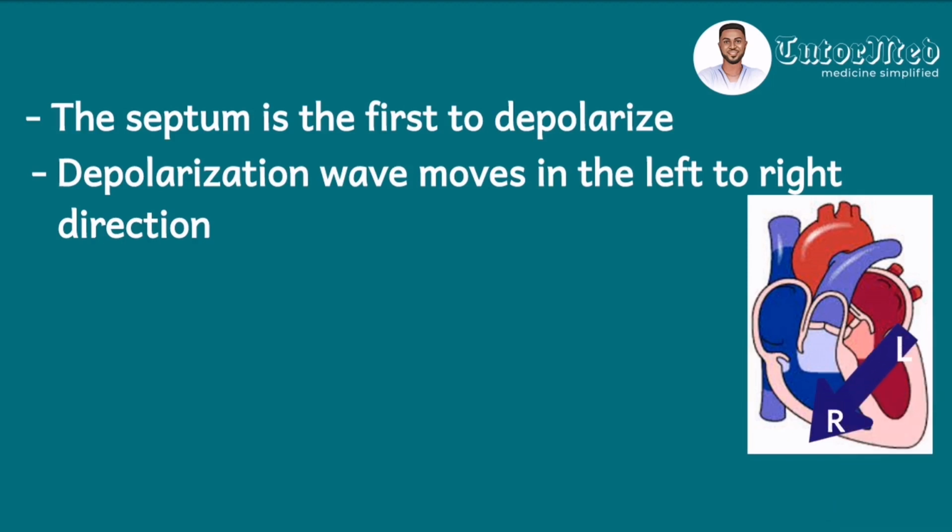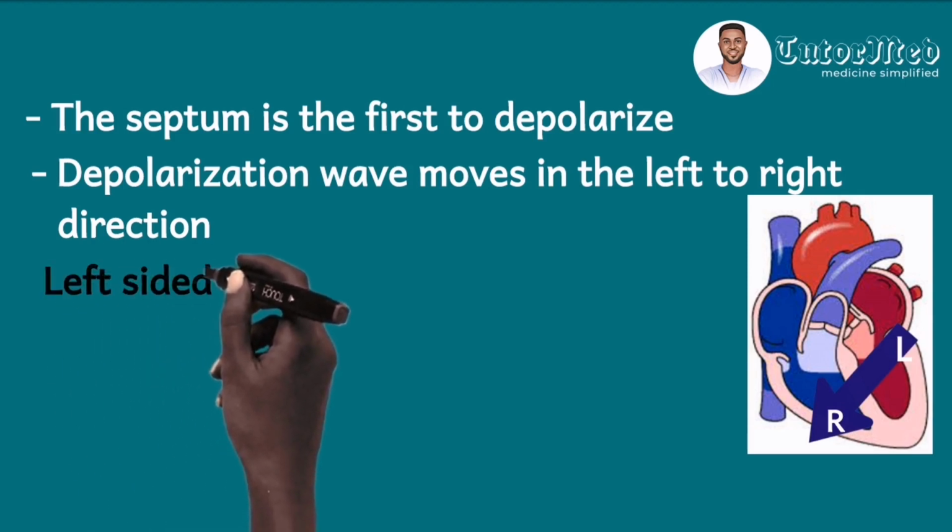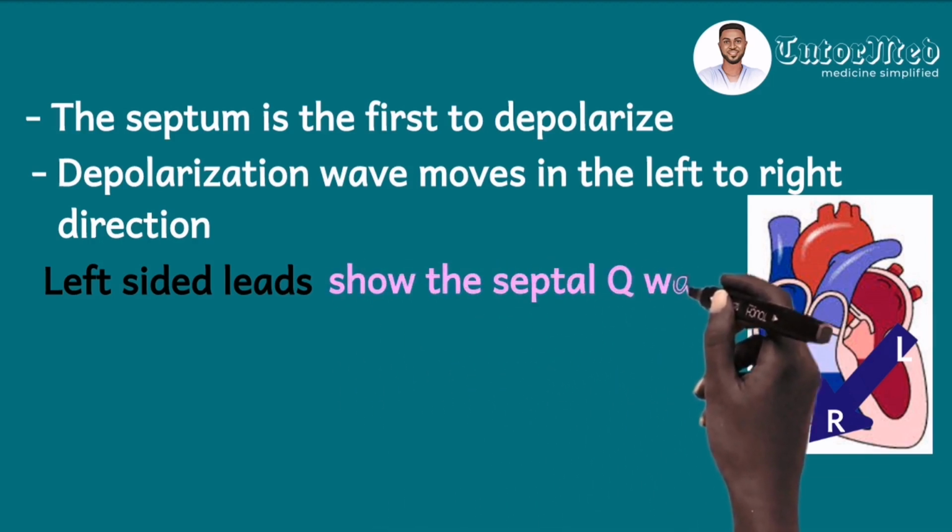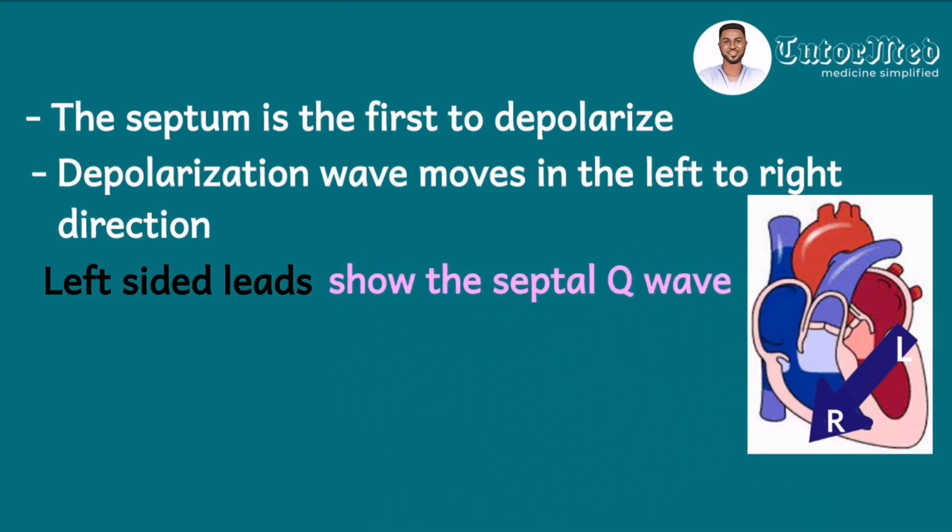What then does this mean? It means that left-sided leads will record this as a negative wave because the wave is moving away from them, while right-sided leads will record the septal depolarization as a positive wave because the wave is moving towards it. Why? Because it moves from the left to the right direction, meaning the first wave in the complex for left-sided leads will be a septal Q wave.